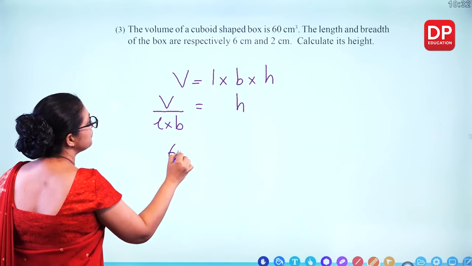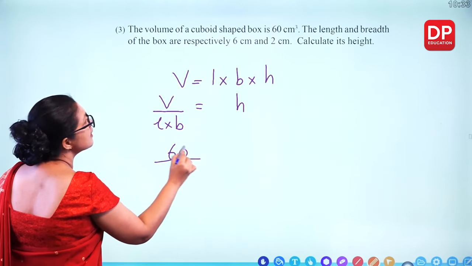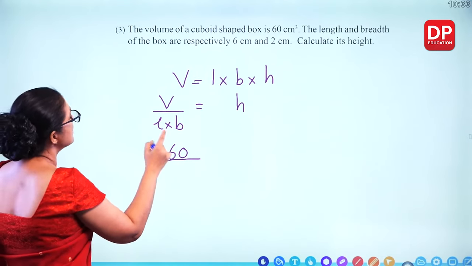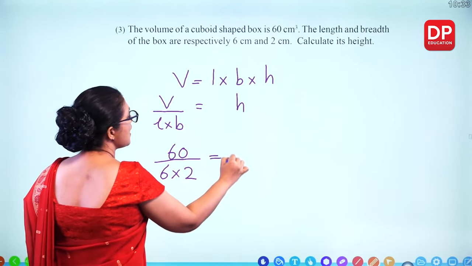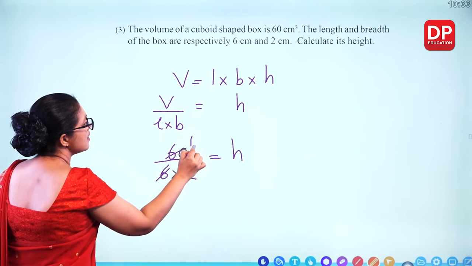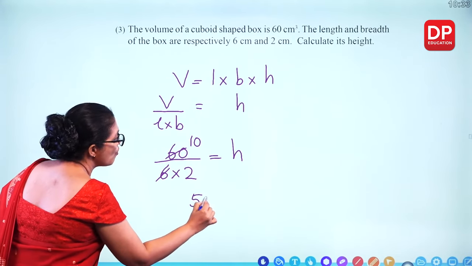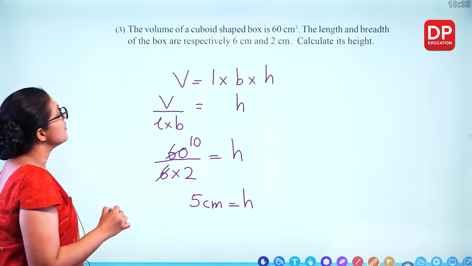So we can use that straight away. 60 is the volume and length is 6 centimeters and breadth is 2. So what's the height? You can divide. 6 times 10, 10 divided by 2, 5. So 5 centimeters is the height of this cuboid.